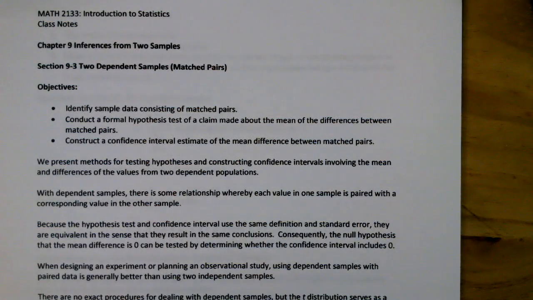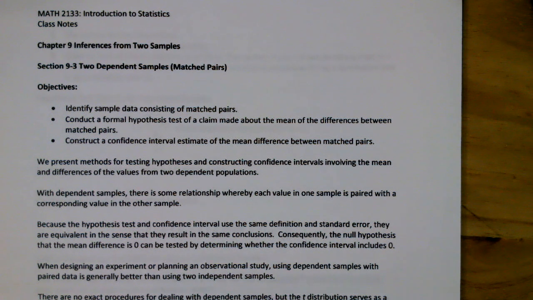All right, in this video, we're going to discuss section 9.3, dealing with two dependent samples. In the last video for section 9.2, I talked about two independent samples when we were dealing with means. This time, we're going to look at dependent samples, or in this case, matched pairs.